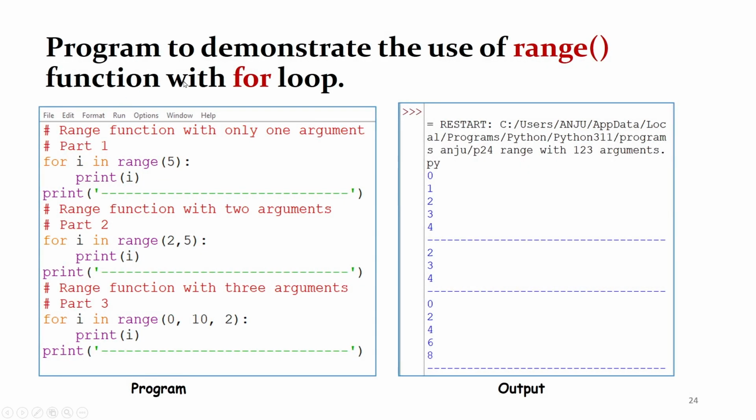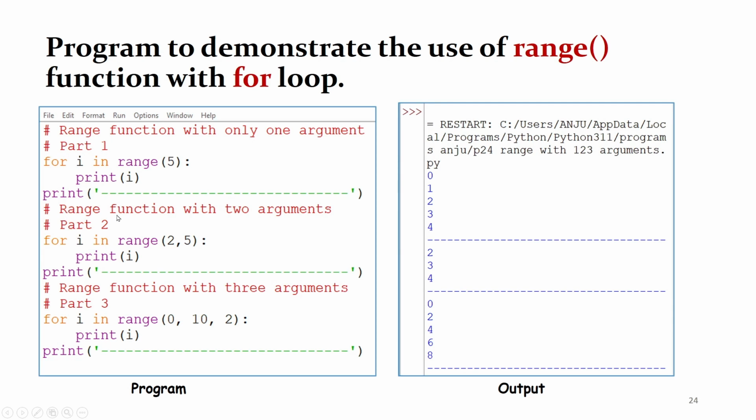See, let's demonstrate the use of range function with this program. Range function with only one argument, which was the first one. For I in range 5, what is this 5 going to do? It will print from 0 to 4.